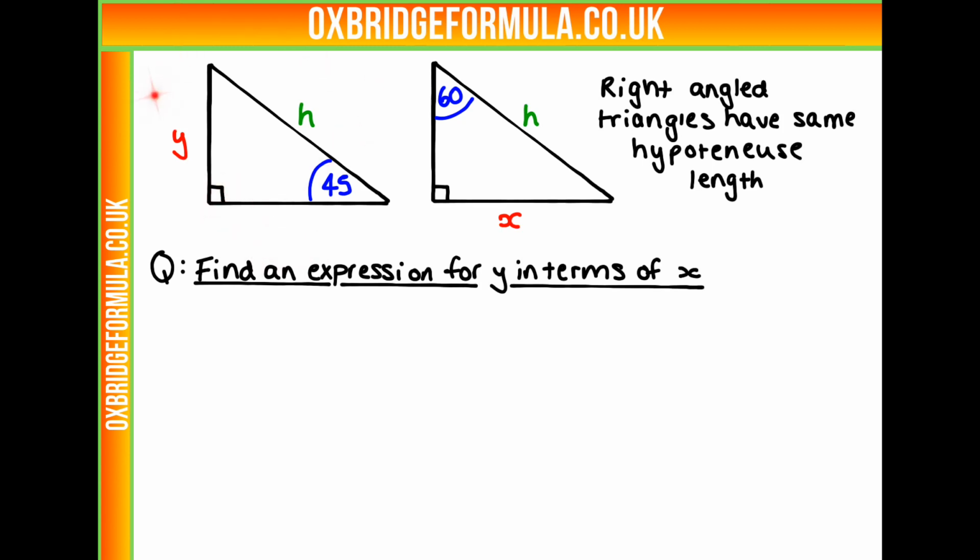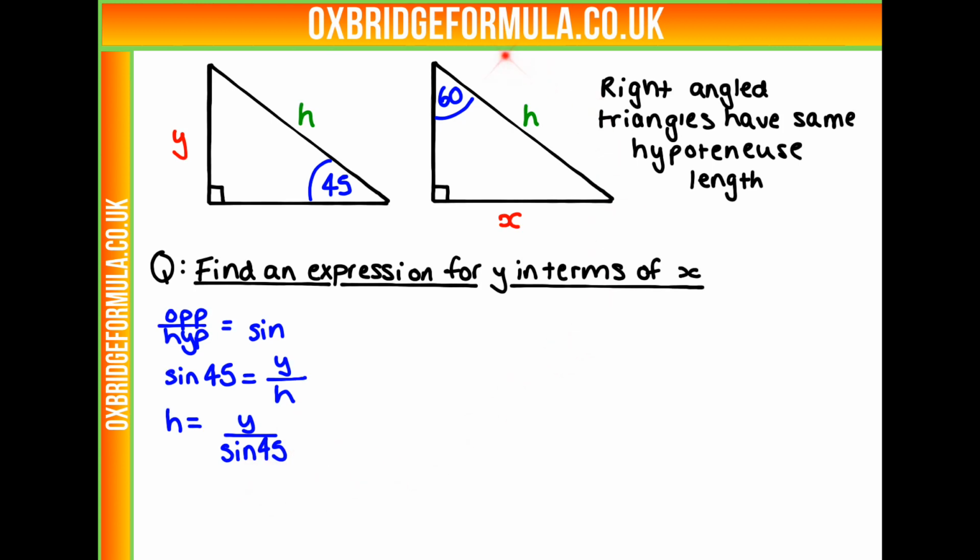So what trigonometric function are we going to need here? Well, we can see we've got the opposite from the angle and we've got the hypotenuse, and that's going to suggest to us that we need to use the sine function. So if we substitute that in, we have sine 45 with our opposite being y and our hypotenuse being h, so sine 45 equals y over h. And if we rearrange for h, we're going to get h equals y over sine 45.